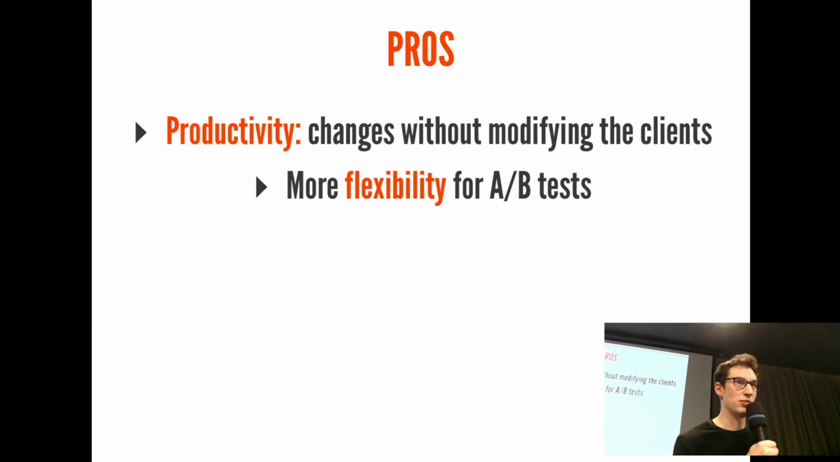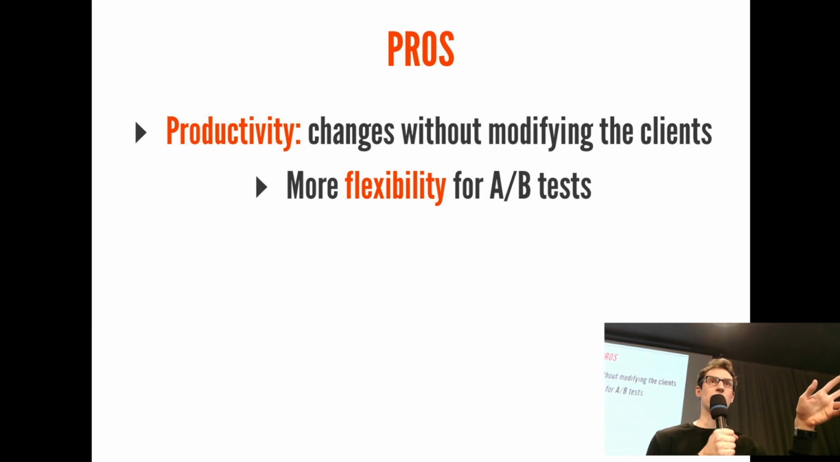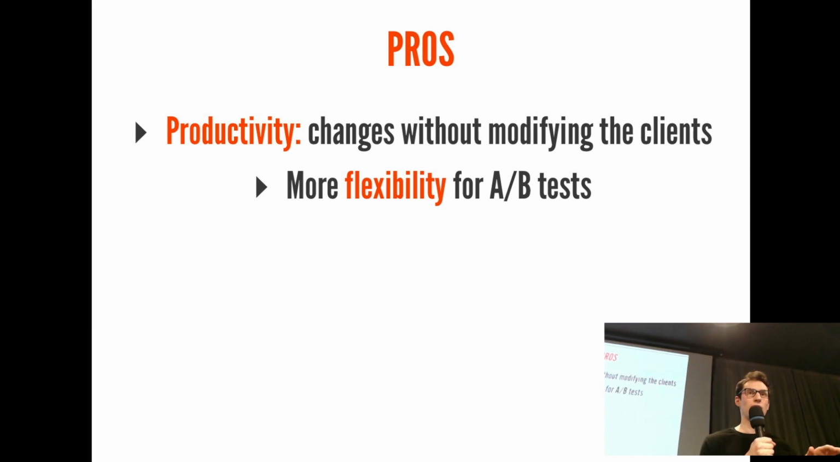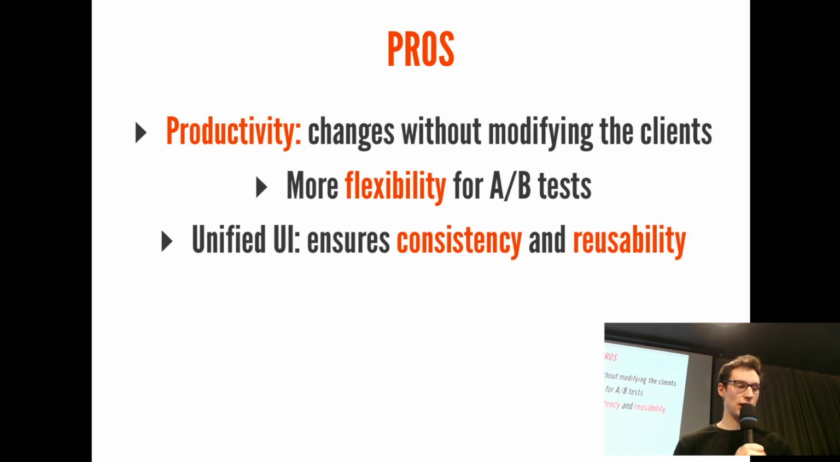We definitely have more flexibility for A/B tests because we can control everything from the backend. So we can decide to show one button to a group of users and a different button to another group of users. It's easy to collect the results because everything is controlled from the backend. It's easy to do that on multiple platforms. So we could do the same experiment on Android and iOS at the same time. And this wasn't possible before, and it's definitely a plus for us.